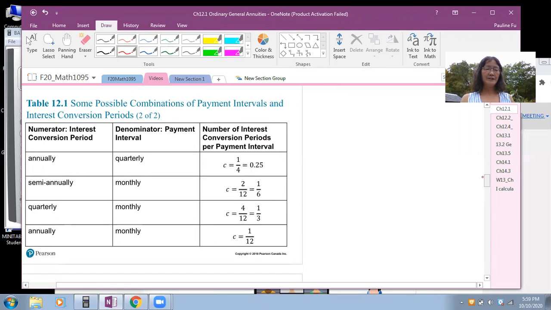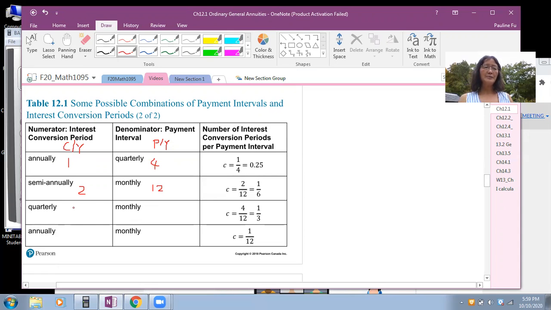Here are other situations. Remember, the first column is CY, the number of interest conversion periods, and the second column represents PY, the number of payments per year. So CY equals 1, PY equals 4, and you calculate C. When CY equals 2, semi-annually, and payment is monthly, meaning every year you make 12 payments, C equals 2 over 12.